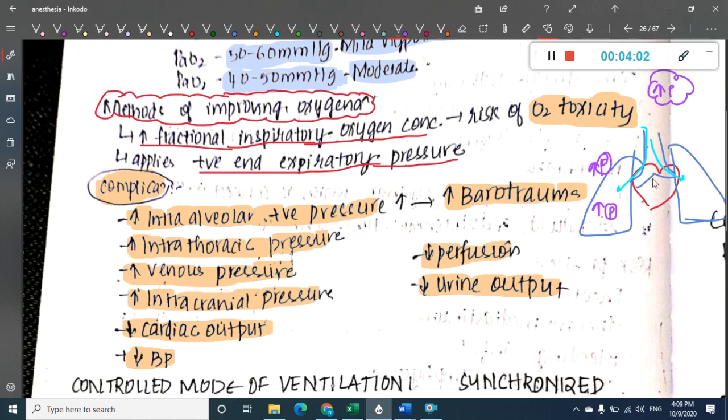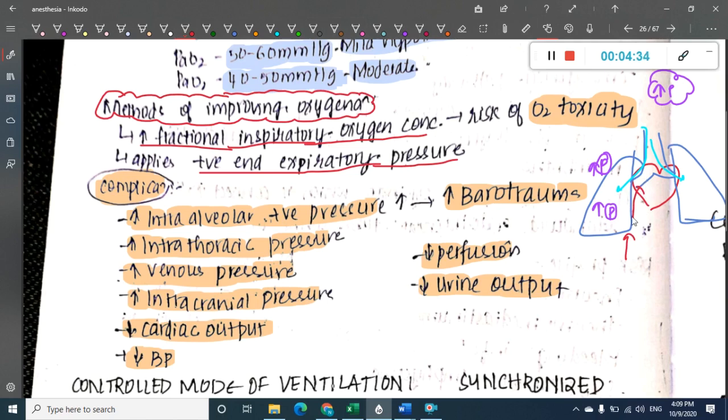Once this compresses the heart, there is increased venous pressure, right? Because of increased venous pressure, the blood draining into the heart is less, because the intrathoracic pressure is increased. In the thorax the pressure is increased, so the blood cannot drain in. So why is there increased venous pressure? See, the blood has to go from the inferior vena cava to the heart, right? From the whole lower part of the body, the blood collects in the inferior vena cava and it goes to the right atrium.